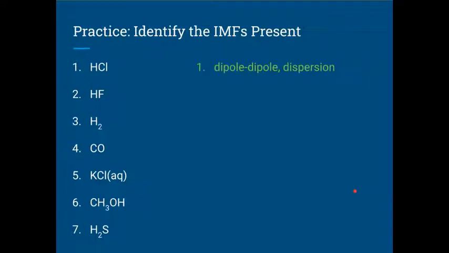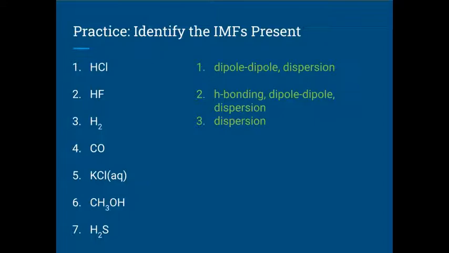So HCl, the chlorine is much more electronegative than the hydrogen, so you have that permanent dipole moment there. So you're going to get dipole-dipole and dispersion. Remember, dispersion is always present. HF, you have hydrogen bonding because that H is covalently bound to an F. You have dipole-dipole and dispersion. Then what about hydrogen? Hydrogen is non-polar, so you have dispersion only.